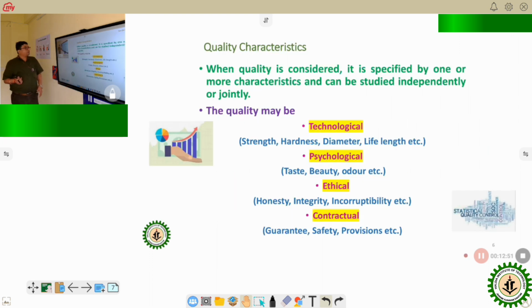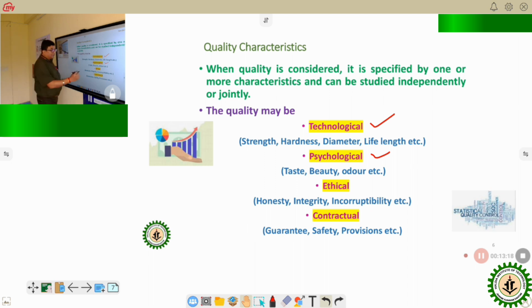Now after the objectives, the characteristics that have to be maintained. What are the characteristics? Technical parameters have to be checked, that is hardness, diameter, strength, lifetime, etc. We need to check them from time to time. Then the physiological factors involved in quality, like beauty, odor, color, taste. All these parameters have to be checked.